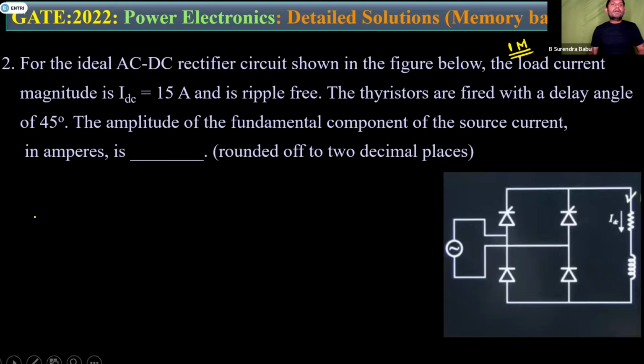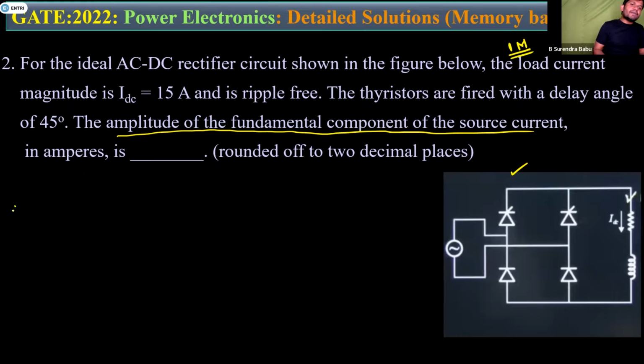Yes, friends. This question is also selected from rectifiers, but which circuit is given? It is a semi-converter. This is a question on rectifiers. It is asking what is the amplitude of the fundamental component of the source current. I think all of you know the Fourier analysis of the semi-converter. By using the Fourier analysis of the semi-converter, what is the peak value of the source current? Amplitude in the sense of peak value, the maximum value or peak value of the fundamental source current.